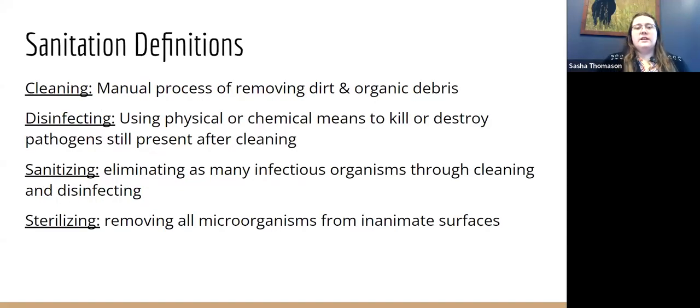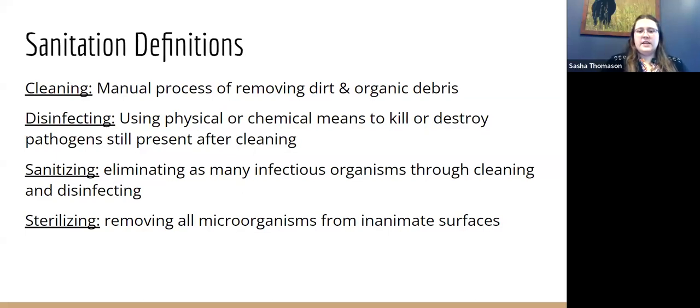Just so that we're all on the same page before going and talking about different sanitation protocol things, just some definitions. Cleaning is the manual process of removing the dirt and organic debris, such as your feces, urine, things like that. Disinfecting is using physical or chemical means to kill any pathogens that are still present after cleaning. And then sanitizing is eliminating as many infectious organisms through the combination of cleaning and disinfecting.